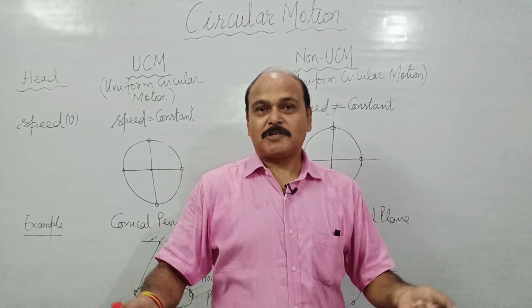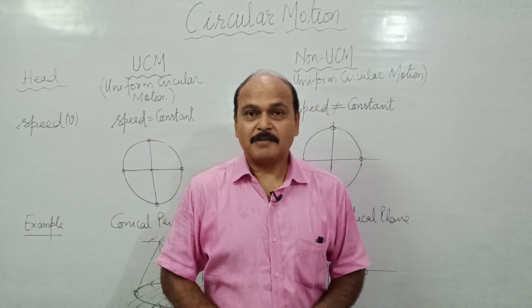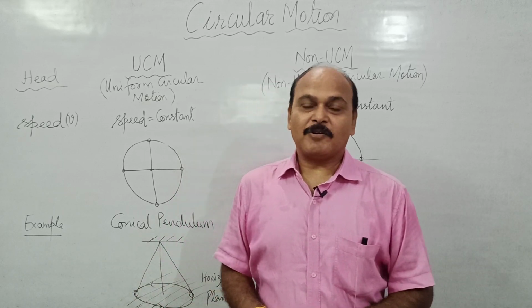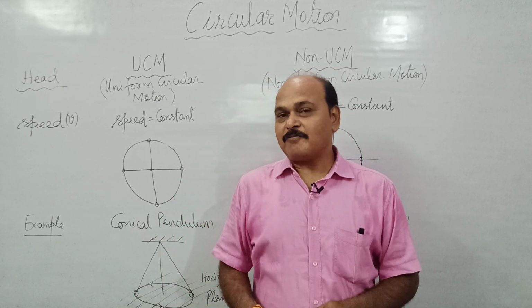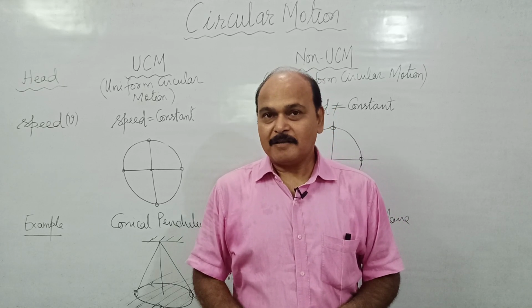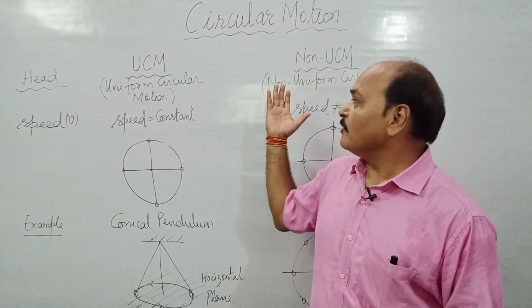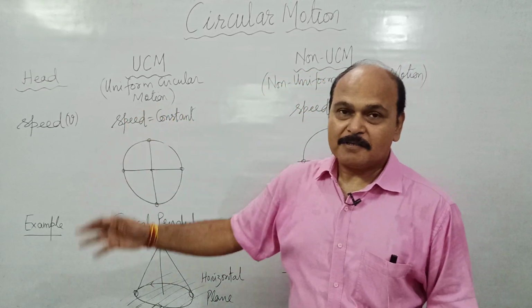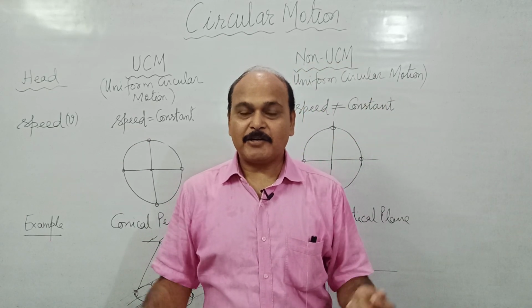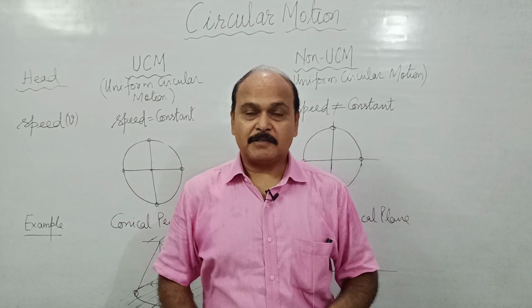Well, circular motion is a part of a bigger motion, that is rotational motion. In the language of mathematics, we can say that circular motion is a subset of the superset rotational motion. Well, children, this circular motion is of two types. One is uniform circular motion, the other one is non-uniform circular motion. And right now we are going to have an overview of the whole chapter, that is circular motion.